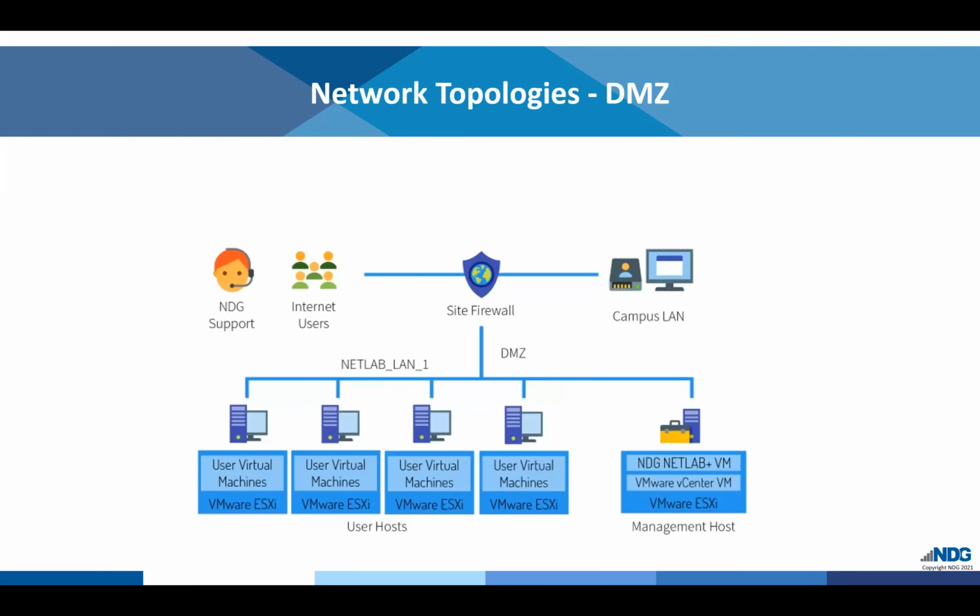There's a couple different topologies that you can use in your deployment. This one here references a DMZ, and this is actually how I have mine deployed here at Fort Hays. So we come in from the internet side into a site firewall, and then we have the campus LAN that's running there as well. That comes into a firewall in my location, which will then go down to a network that runs the infrastructure for NETLAB VE.